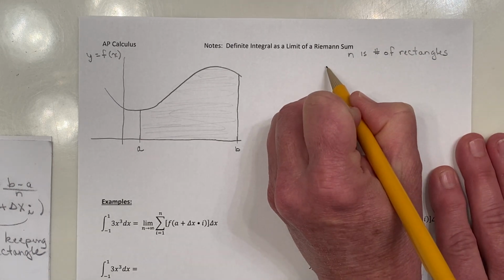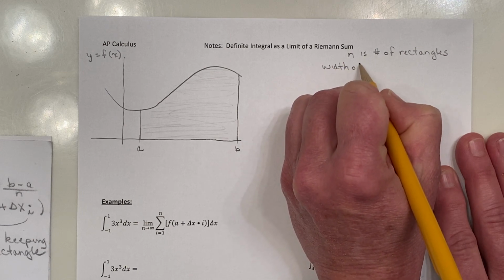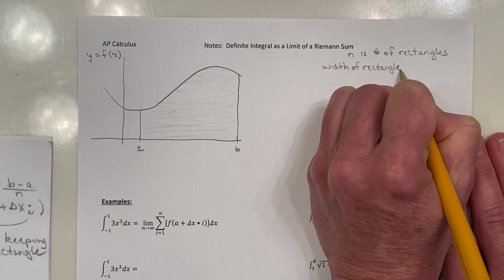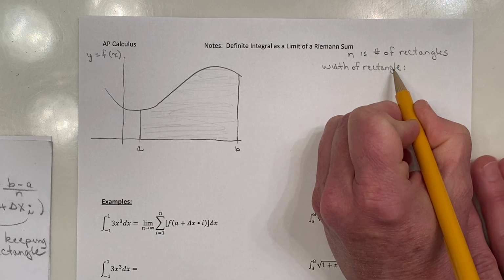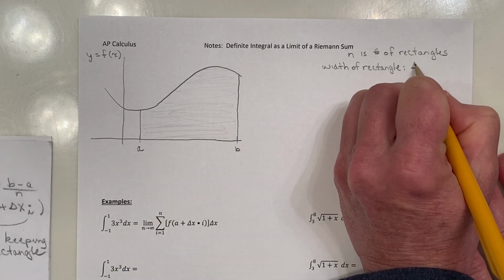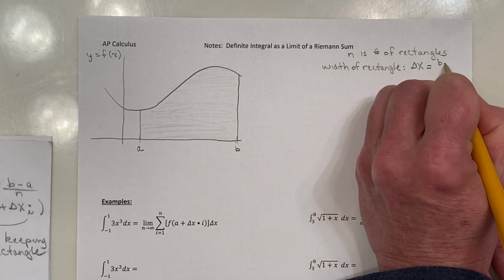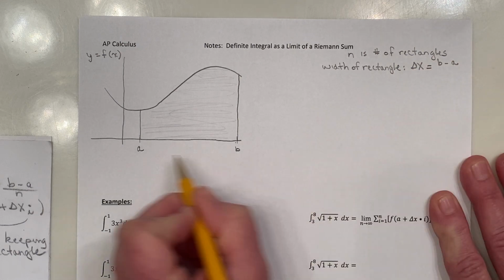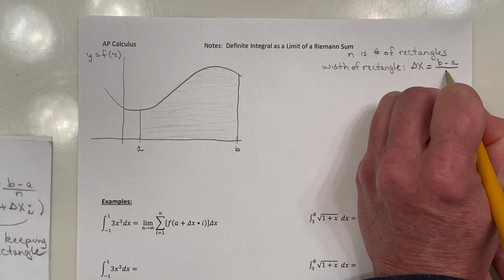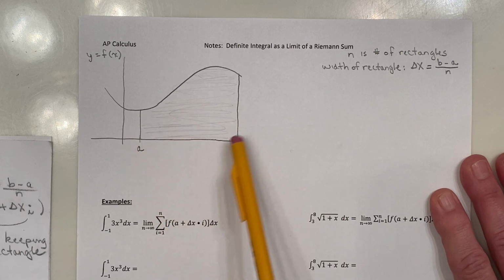Okay, the width of each rectangle, we're going to define that. Well, we want to take the change in the x values. So what we look at is this, that the change in x is equal to the bigger x, b, minus the smaller x, a. That allows us to find this horizontal distance between x equals a and x equals b. And we're going to divide that by the number of rectangles that we decide to inscribe within this region.